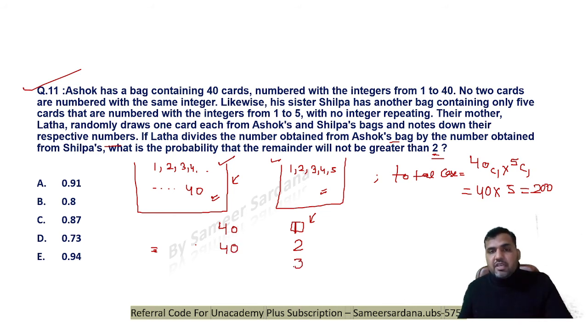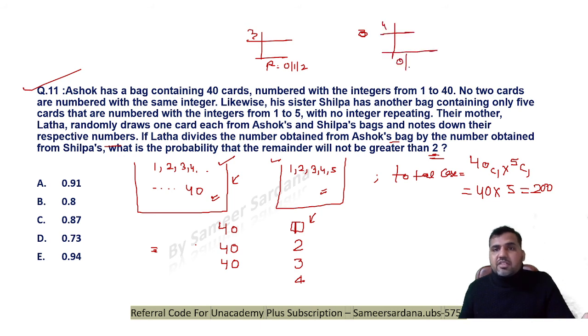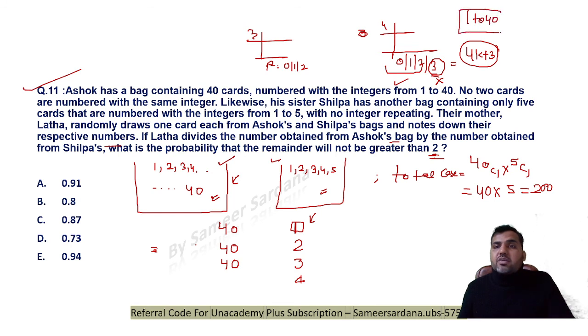If I am picking the number 3 from box 2, then if I divide any number by 3, my remainder would be either 0, 1 or 2. In that case, again, all 40 will be my favorable cases. But if I'm picking the number 4, then I need to remove all those numbers where I'm getting a remainder of 3, because when dividing a number by 4, the possible remainders are 0, 1, 2 and 3. So all the numbers of the form 4k plus 3 have to be eliminated. From 1 to 40, there are total 10 numbers which give a remainder of 3, so the rest of the 30 will be the favorable cases.